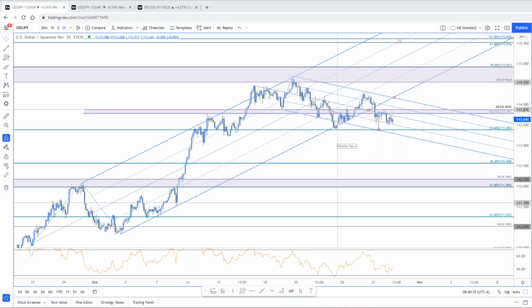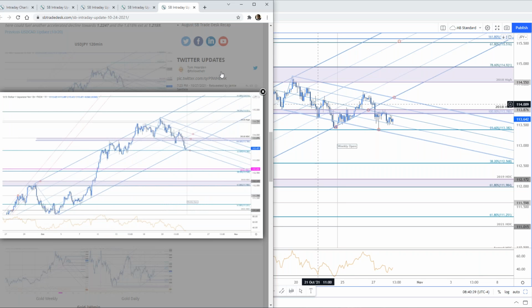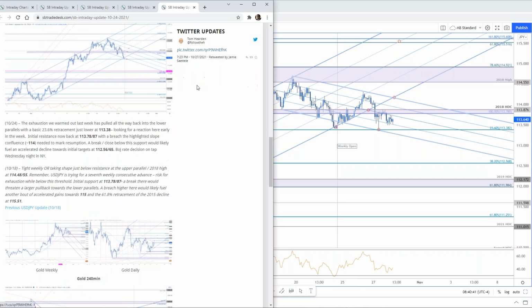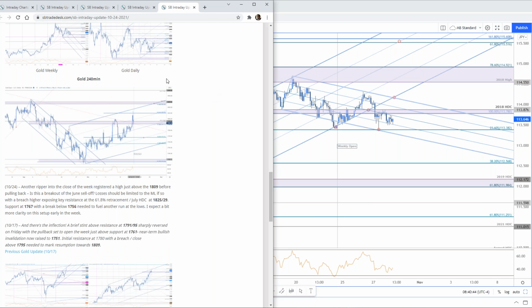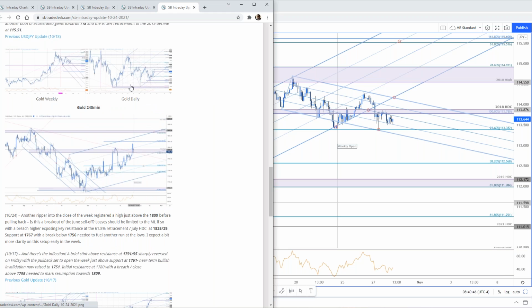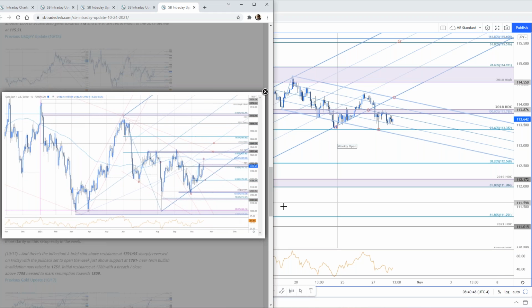All right, so that's number 1, 2, and 3. Last but not least, I also wanted to go over from that update back on the 24th, the gold levels, because this one has been sort of a heartbreak. It hasn't really given us a material break in either direction.